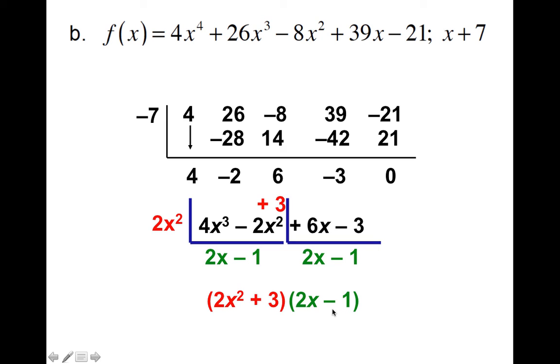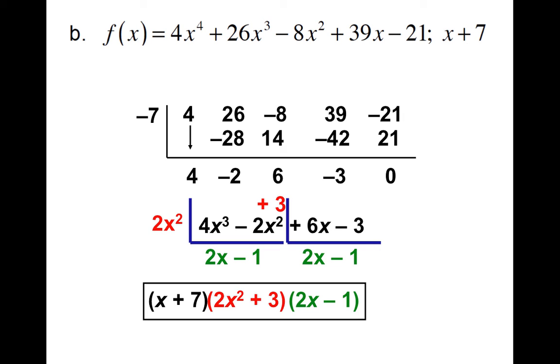So factored completely, we've factored what we divided by using factor by grouping. But don't forget that we also factored by this x plus 7. So that is factored completely.